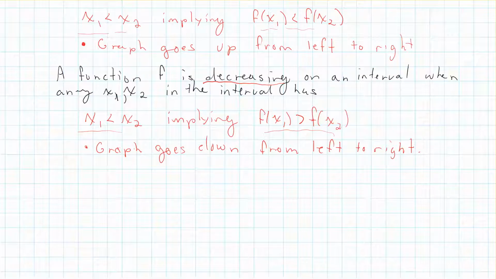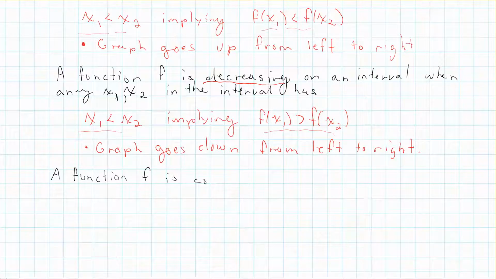So one final definition here, and that's for a constant function. So a function f is constant on an interval.